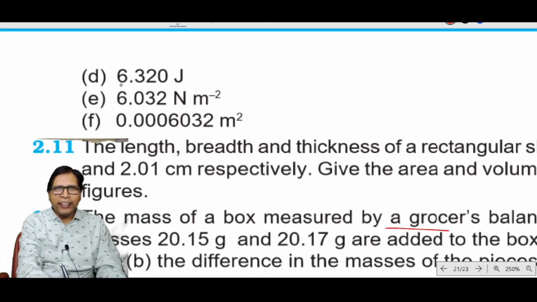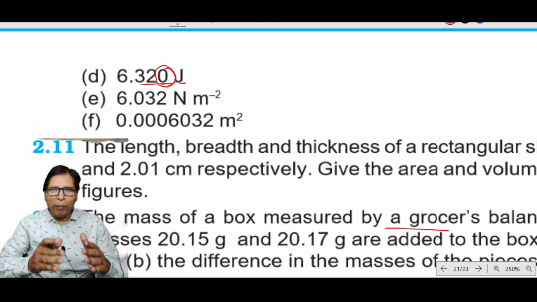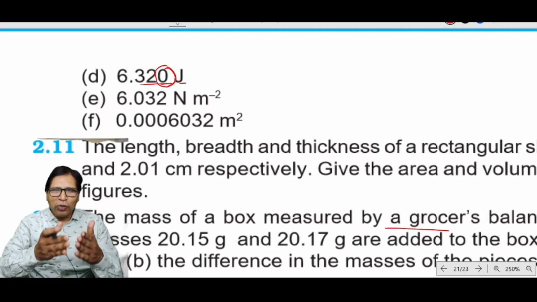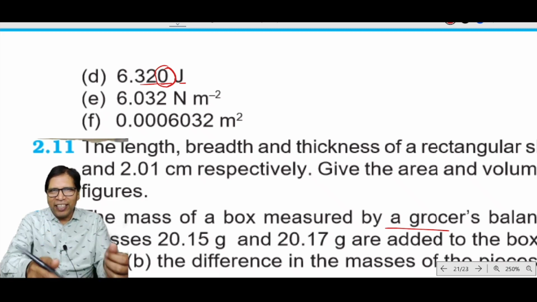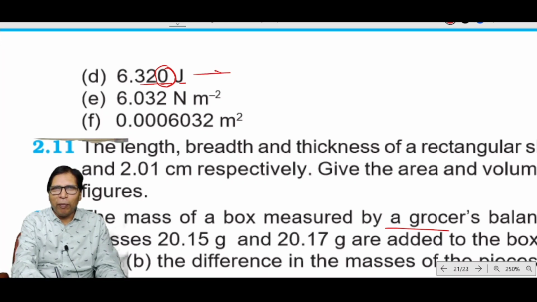Now look at this, 6.320 joule. The 0 is the trailing zero of a number having a decimal point, so this 0 is significant. Therefore, here the number of significant digits is 4. Now look at this, 6.032 Newton per meter square. This is 4 significant figures.